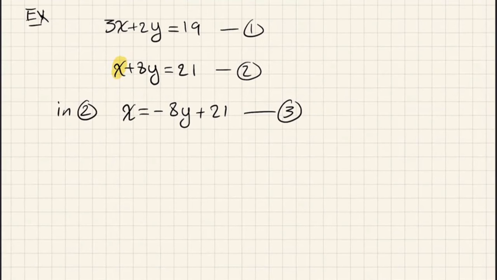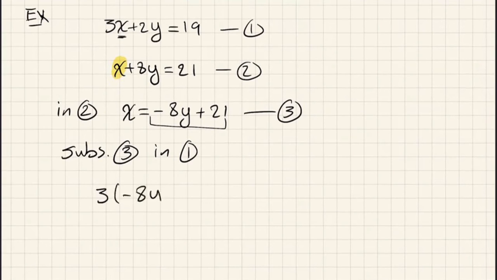So I have to substitute 3 in 1. Why? Because I have extracted 3 from 2, so I have to substitute in the other equation. I will remove the x in 1 and put the x which I got in 3: x equals negative 8y plus 21. So 3x, which is negative 8y plus 21, plus 2y equals 19. What I have done is only changed this x and put this value.